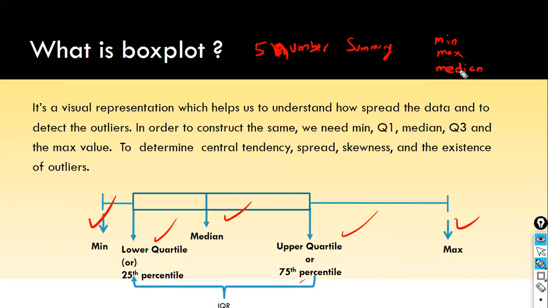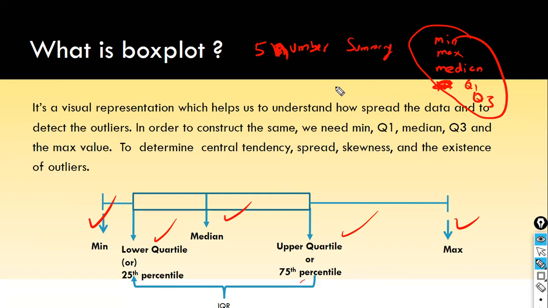Okay, minimum, maximum, median, and then you can say first quartile, or you can say simply Q1 and Q3. So these are called your 5 number summary. Q1 is quartile 1. This is quartile 3. Or you can say lower quartile, upper quartile, or you can say 25th percentile, 75th percentile. This is very important. If you become a data scientist, this is the basic thing you should be aware of. Okay, minimum, maximum, median, Q1 and Q3.